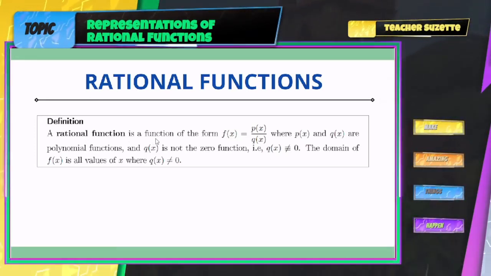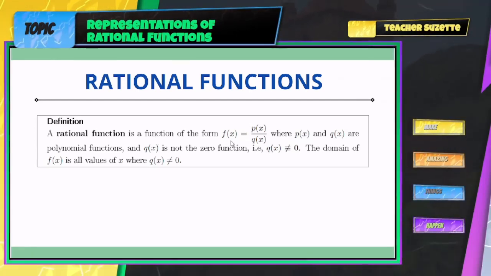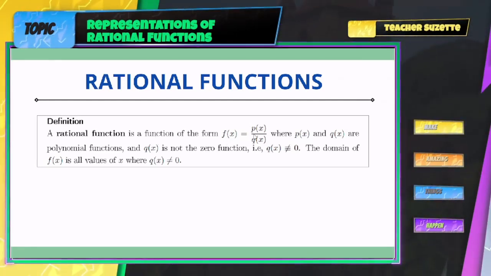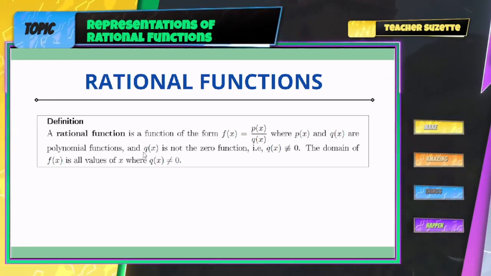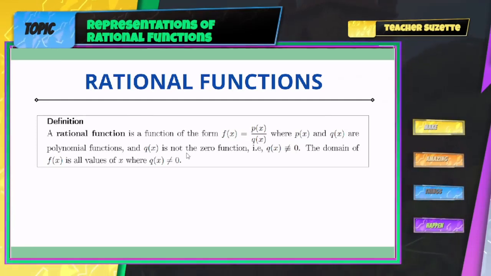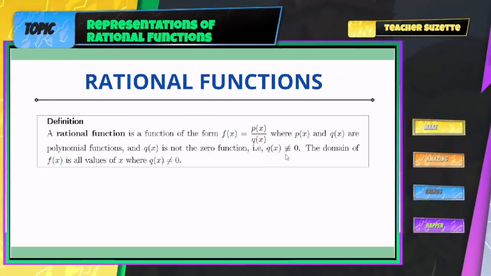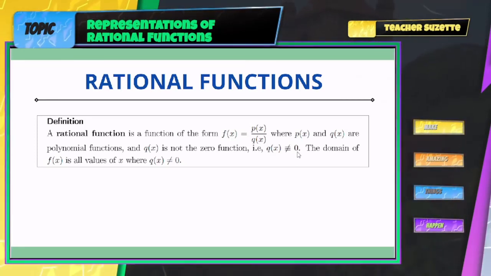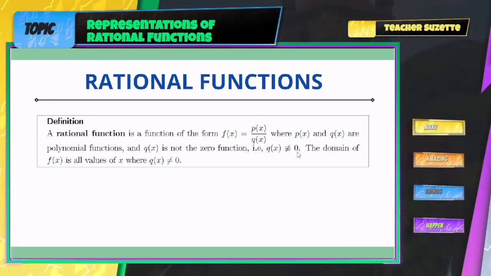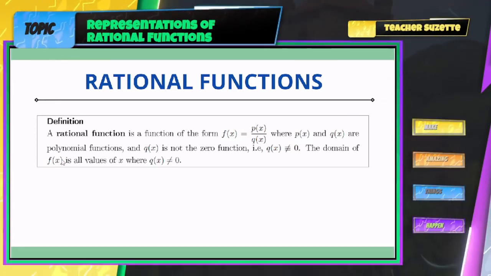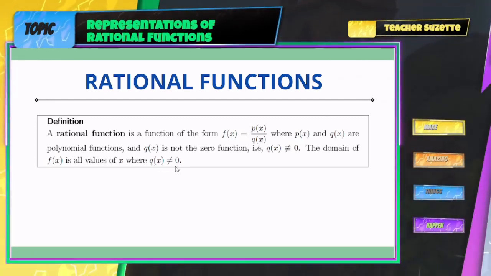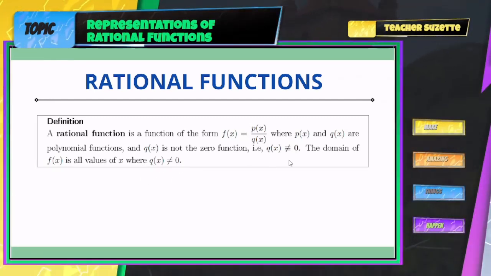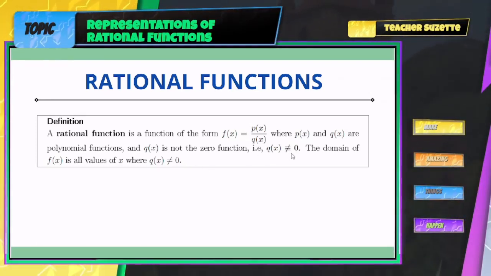So again, a rational function is a function of the form f of x is equal to p of x over q of x, and these p of x and q of x are polynomial functions. Take note then that q of x is not a zero function. So bawal siyang maging equal to 0, because it will make your rational function undefined. So the domain of f of x is all possible values of x where q of x is not equal to 0. This one, didiscuss natin sa ating next video regarding domains of rational functions.